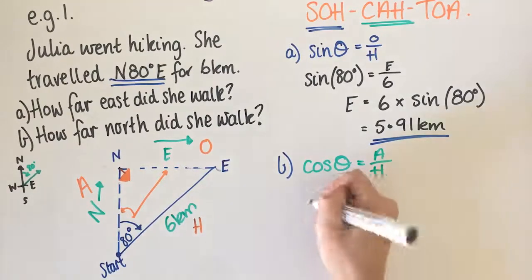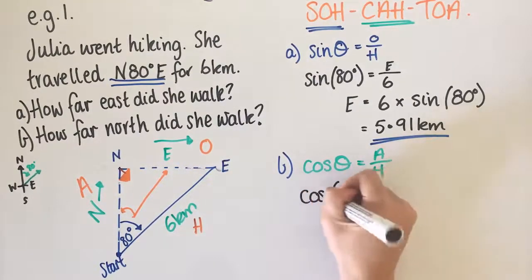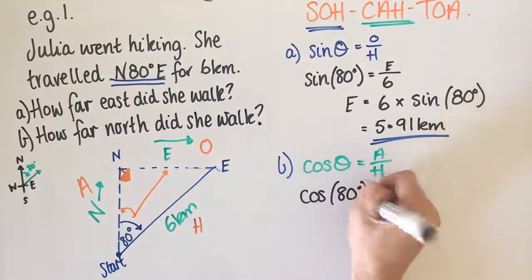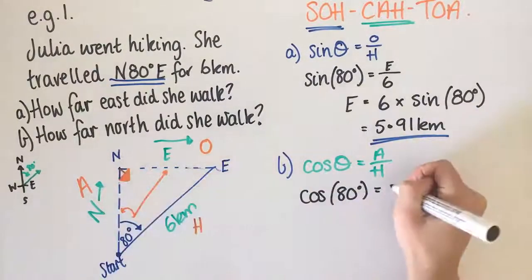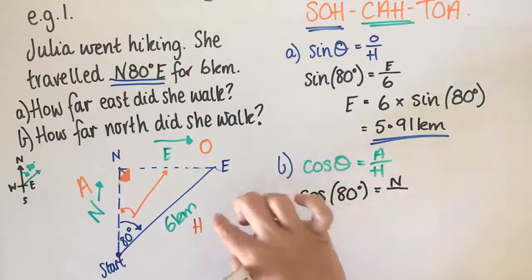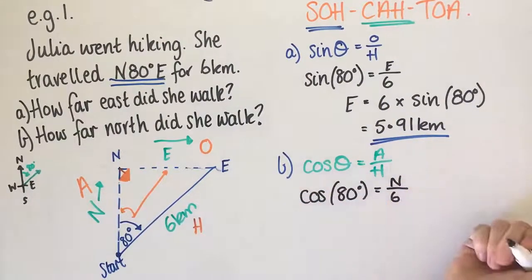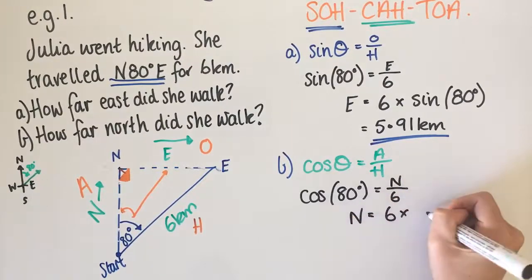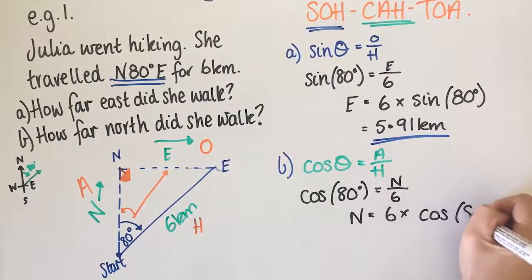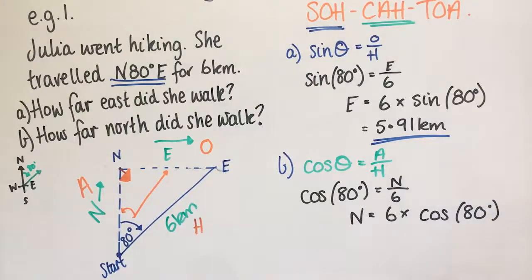Now I need to substitute cos of 80 degrees again, because we're using the same angle. A is going to get changed to N for north, and H is going to get changed to 6. So I'm trying to find north. It's going to be 6 times cos of 80 degrees. I'm rearranging. Then I need to use my calculator.